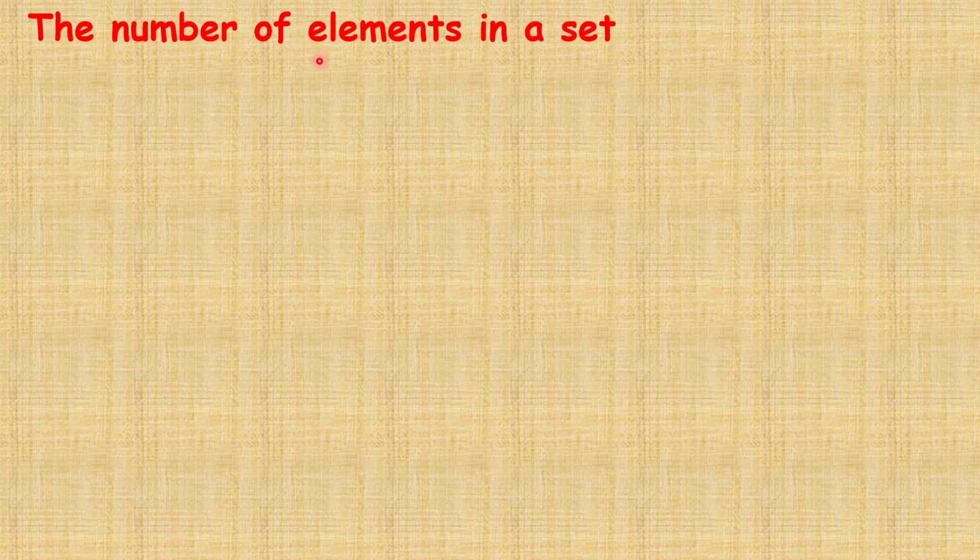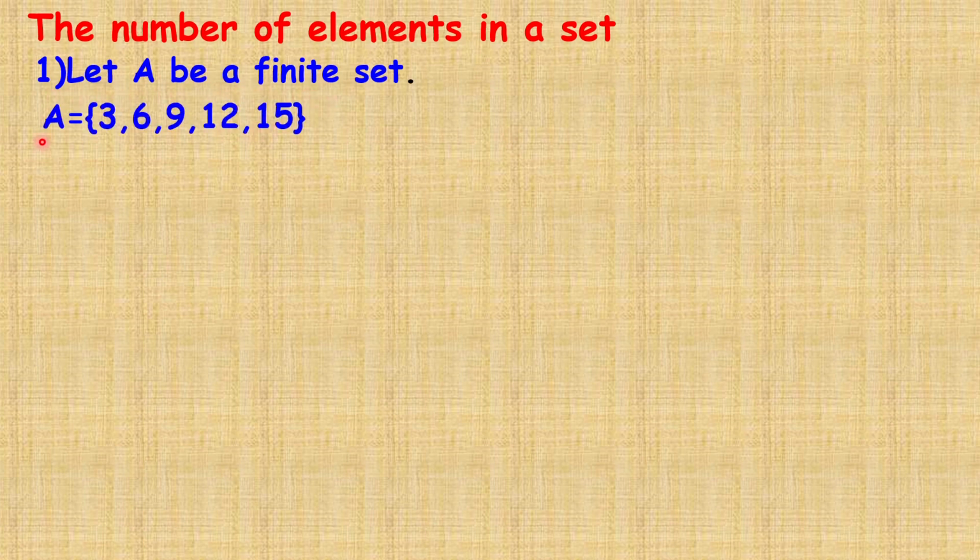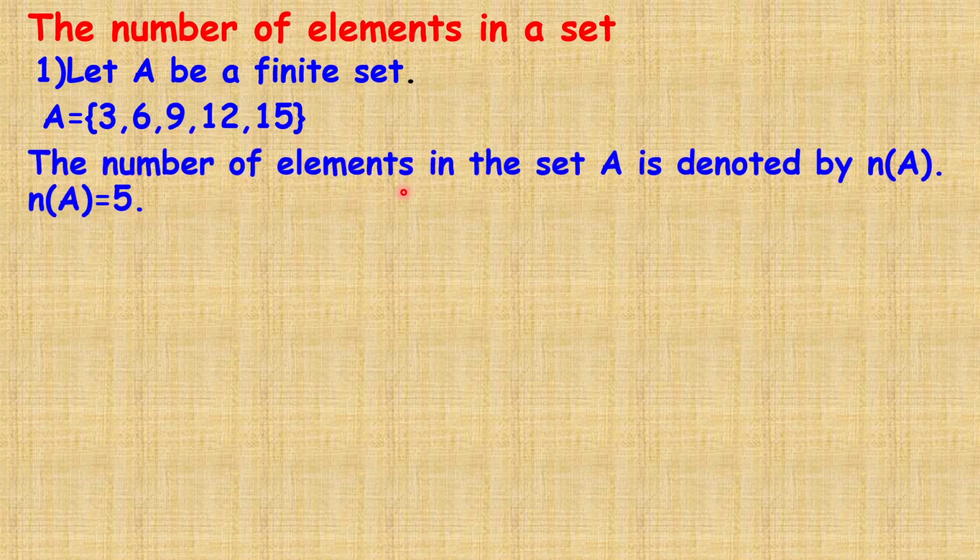The number of elements in a set. Let A be a finite set. Set A having the elements 3, 6, 9, 12, 15. The number of elements in set A is denoted by n(A), that is if we count the elements in set A: 1, 2, 3, 4, 5. Therefore, the number of elements in set A is equal to 5.